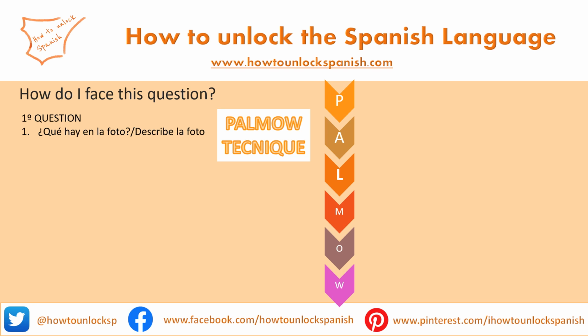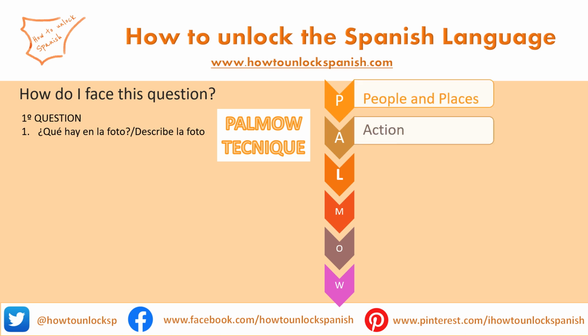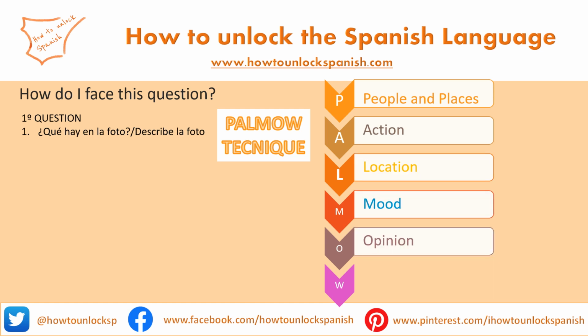So how do I face this question? What kind of things can I say about the photo? I'm looking at the photo and I don't know how to describe the photo. I don't know what to say, not even in English. So I suggest you use the PALMO technique. PALMO stands for P for people and places, A for action, L for location, M for mood, O for opinion, and W for weather. So it's going to give you clues about what to say about the photograph.